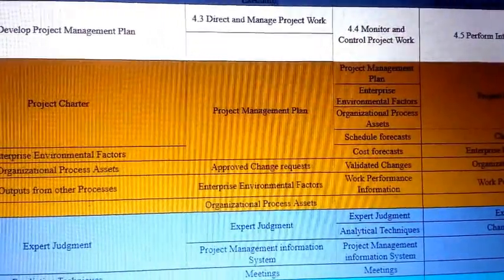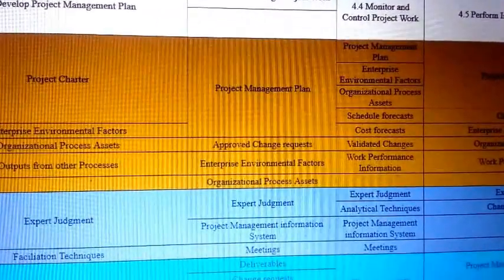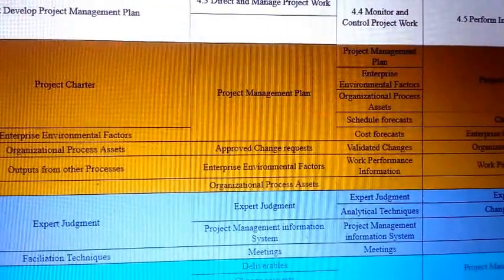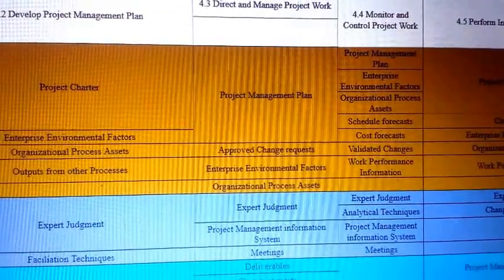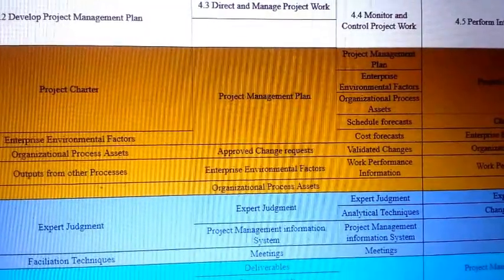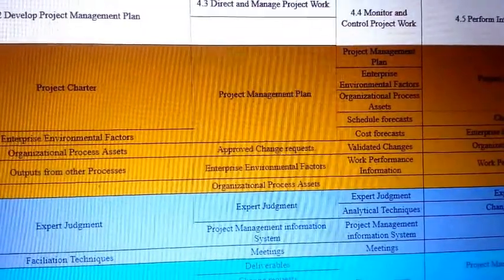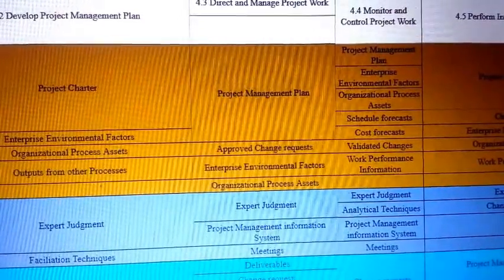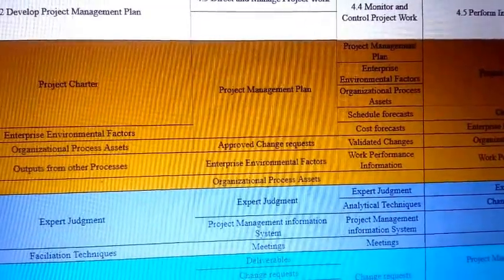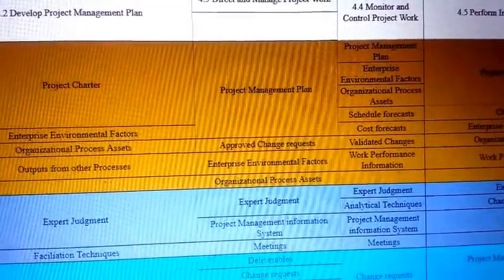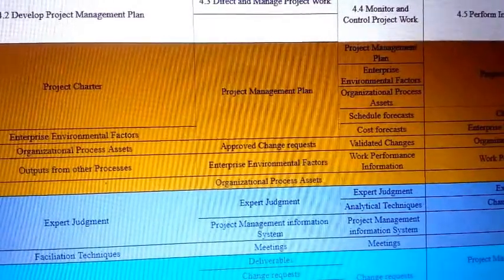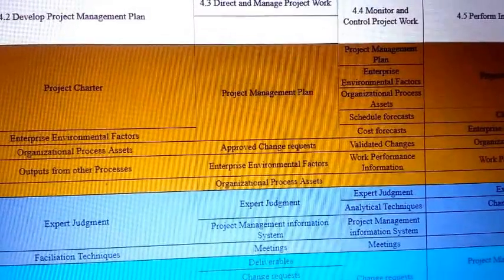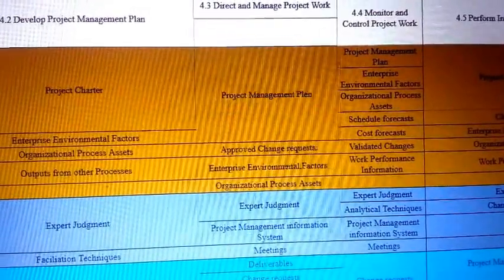One is monitor and control project work. One important thing to notice here is that the inputs are mostly the outputs of other monitor and control processes for the other knowledge areas. For example, apart from project management plan, enterprise environmental factor, organization process asset, you will also see the schedule forecast. Schedule forecast is the output of control schedule. Cost forecast is the output of control cost. Validated changes, the output of control quality.